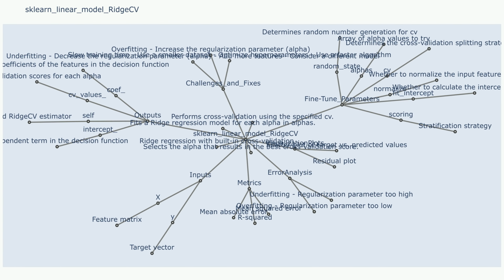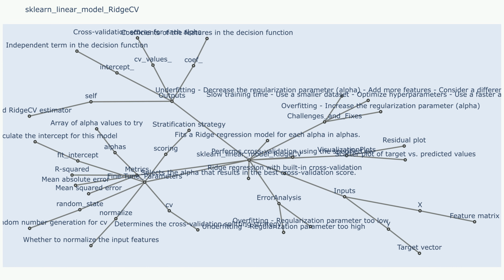sklearn, linear model, RidgeCV. Description. RidgeCV implements ridge regression with built-in cross-validation to select the best regularization parameter alpha. It aims to prevent overfitting by adding a penalty term to the loss function, which shrinks the coefficients towards zero. The optimal alpha value is chosen based on minimizing the cross-validation error, typically measured by mean squared error.